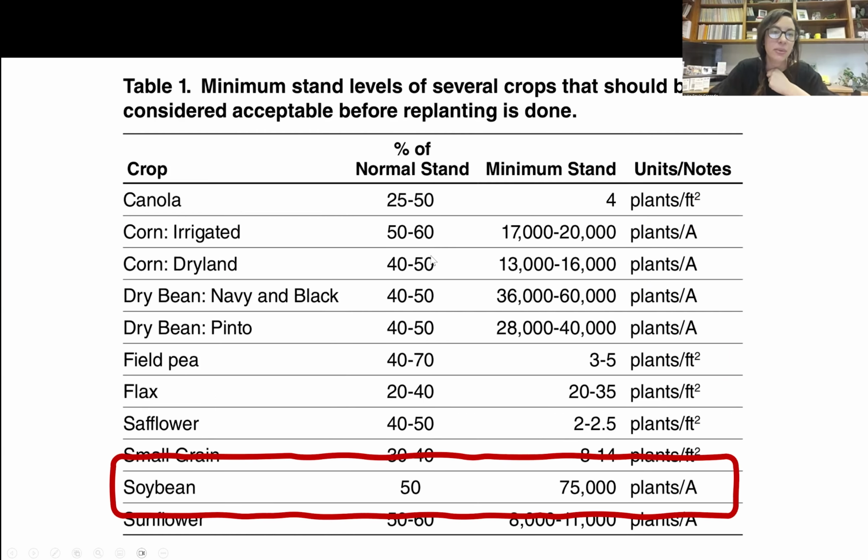And then we were talking about thresholds before. When we were talking about soybeans, the US recommendation is 70%, but here in North Dakota, we say that that's a little bit lower. If you have 50%, so if you have half of the plants that you were expecting, then you should start considering to replant. That could be 50% or a minimum stand of 75,000 plants per acre.